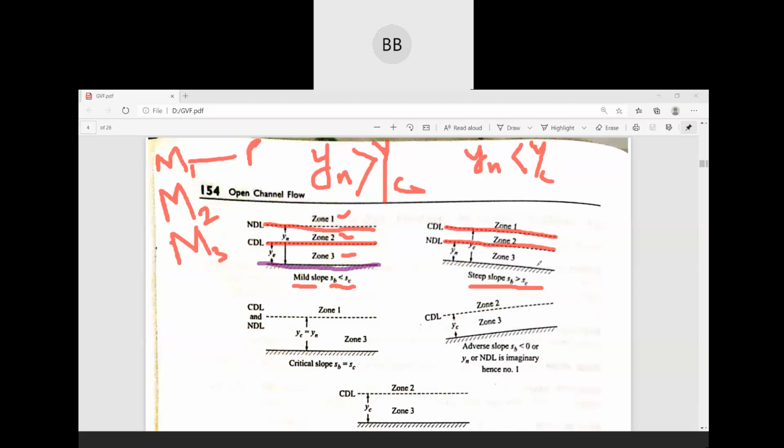And similarly here also, for steep slope we will be having S1, then S2, and the last one is S3. Depending on which zone this profile occurs, we again classify this profile into S1, S2, or S3 similarly.